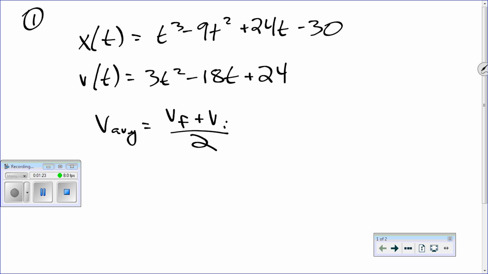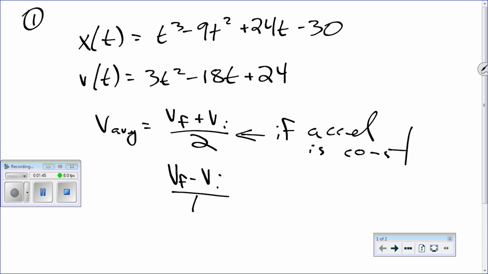This equation only works if acceleration is constant. So that was issue number 1. There were another handful of people that found the velocity after 3 seconds, the velocity after 0 seconds, and then did this. What's that the equation for? Acceleration. There are a whole bunch of people that found the average acceleration instead of the average velocity. Does that make sense?